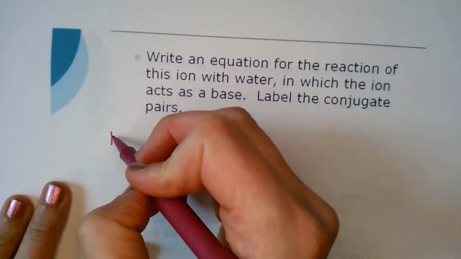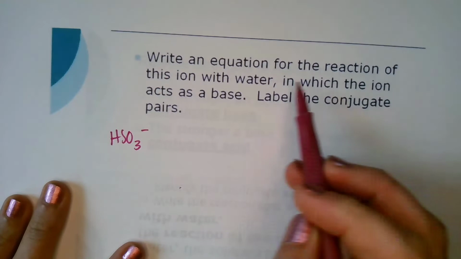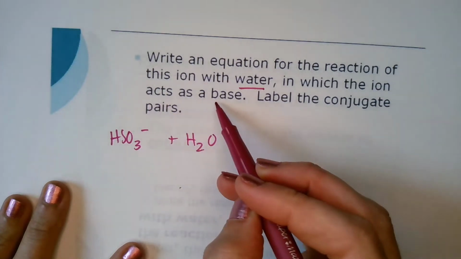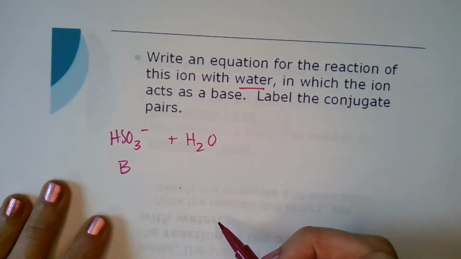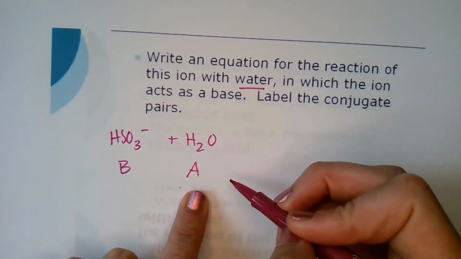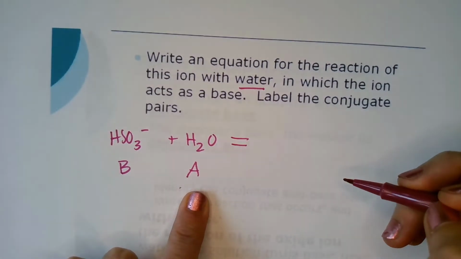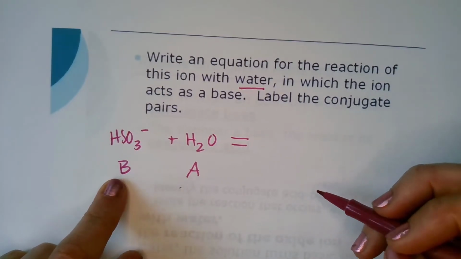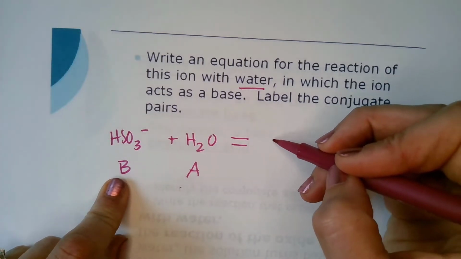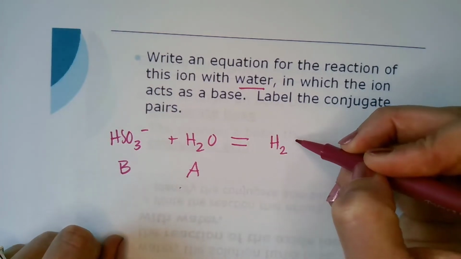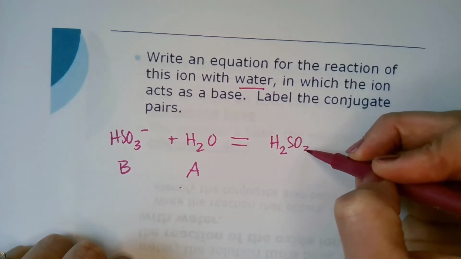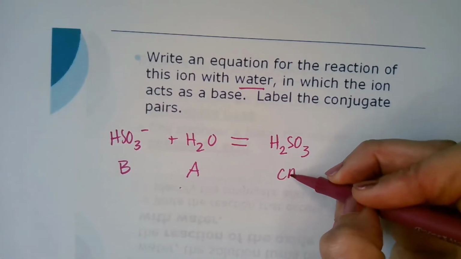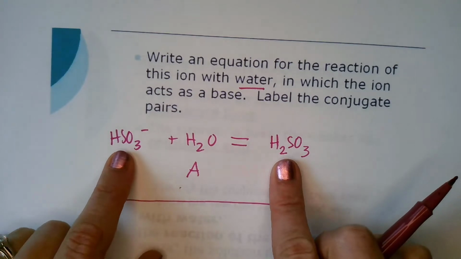Let's look at that same ion, hydrogen sulfite, HSO3-. Reaction of this ion with water, in which this ion acts as a base. So we're going to have it acting as a base, and therefore our water must be acting as an acid. So to form a conjugate acid, this base has to gain a hydrogen, right? So we go from 1 hydrogen to 2 hydrogens, H2SO3, and we go from a negative to a neutral.